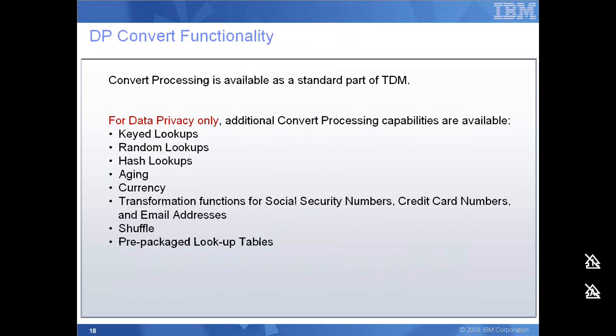Convert processing by default comes with a TDM implementation. Optim Test Data Management Solution is a separately licensed product, and Optim Data Privacy Solution is also a separately licensed product. But certain features of data privacy come by default as part of a TDM solution. When additional licenses are purchased for data privacy, you will have additional convert processing features such as keyed lookups, random lookups, hash lookups, aging, currency, and a number of prepackaged lookup tables. So TDM has certain elementary data privacy features, and if you want a more robust, enterprise-level data privacy solution, you will have to get additional licenses for Optim Data Privacy.